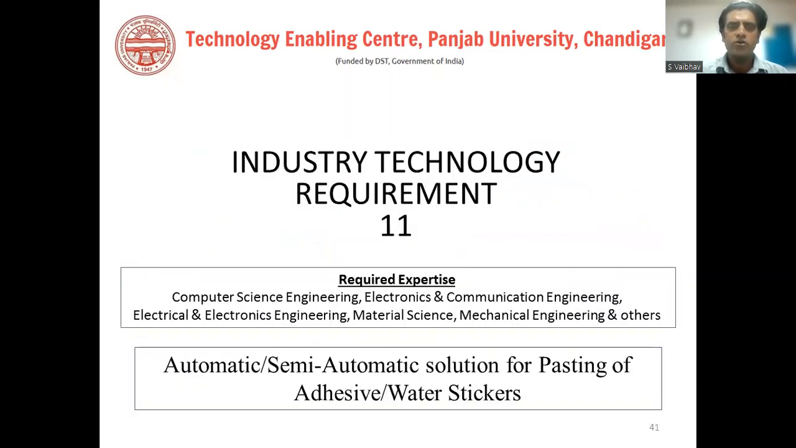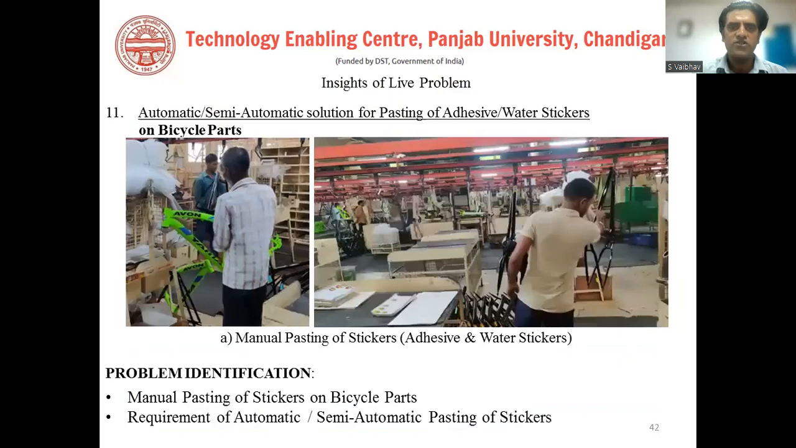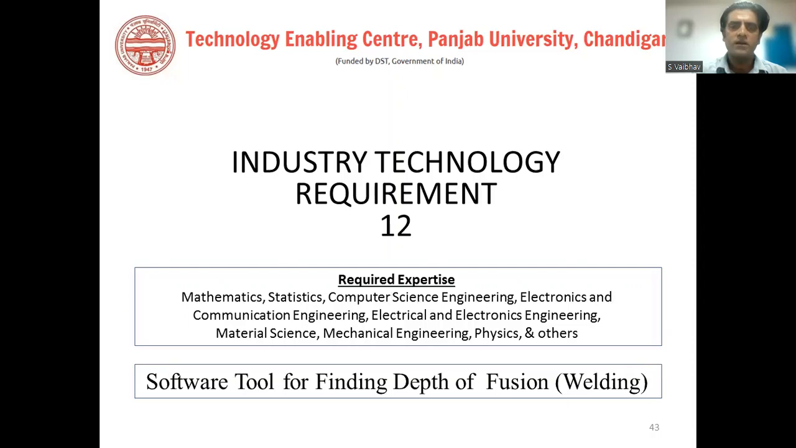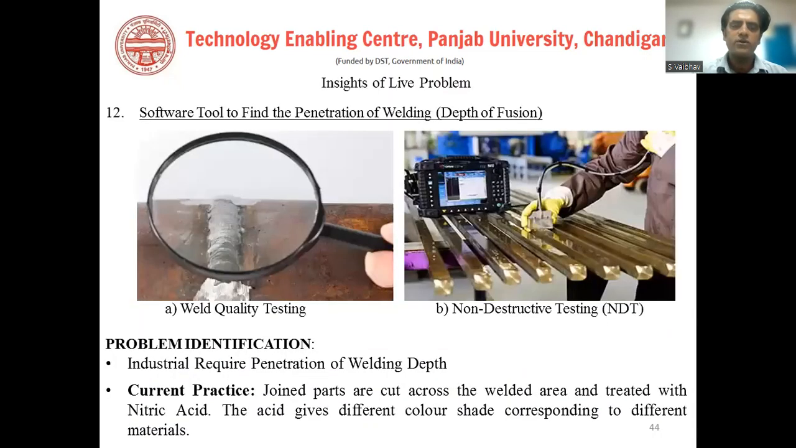The next industrial requirement is for an automatic and semi-automatic solution for pasting of adhesive and water stickers. For assessing this problem, we had visited a bicycle giant. The process involves manual pasting of stickers on the bicycle parts, and they require some automatic and semi-automatic pasting of these stickers. The next problem is related to finding the depth of fusion or depth of welding, the penetration depth of this welding. So it requires some software tool.